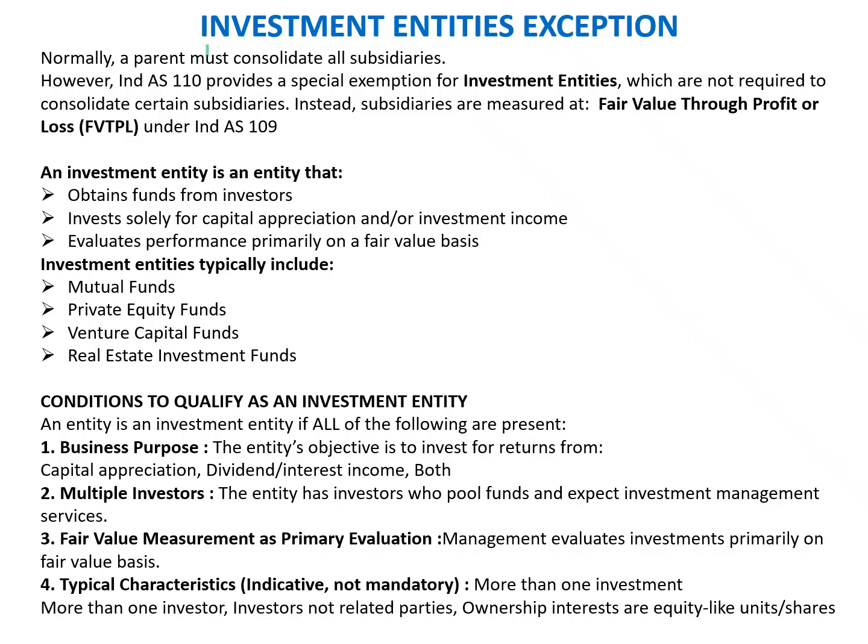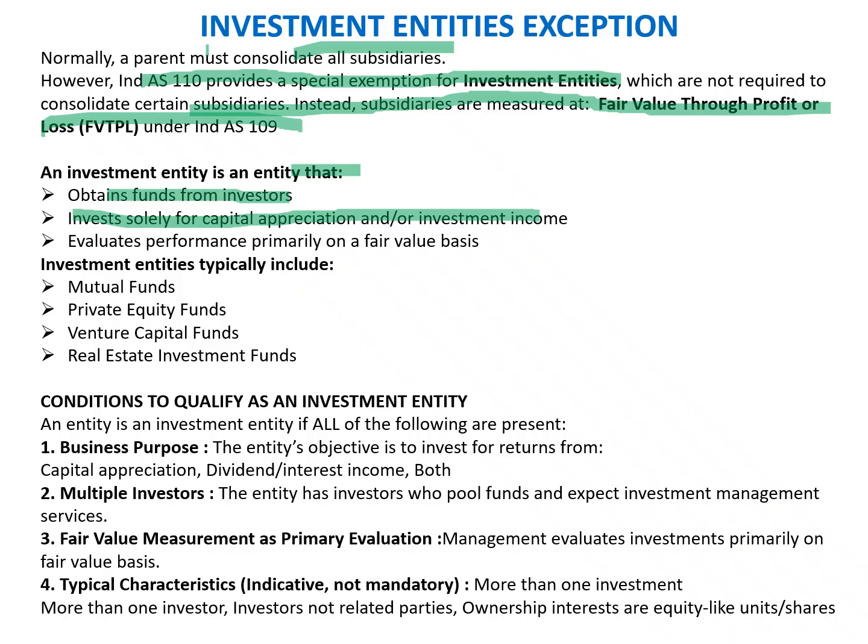Normally, a parent must consolidate all the subsidiaries. However, Ind AS 110 provides a special exception to investment entities, which are not required to consolidate certain subsidiaries. Instead, subsidiaries are measured at fair value through profit and loss, as per Ind AS 109. This is because an investment entity is an entity that obtains funds from investors, invests solely for capital appreciation and investment income, and evaluates performance primarily on fair value.